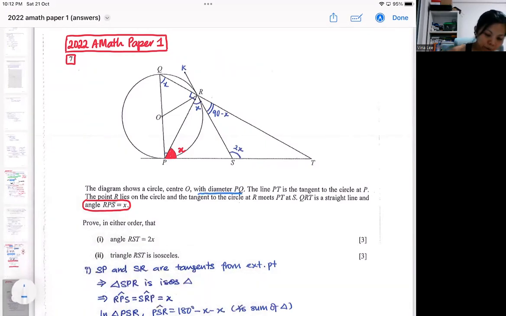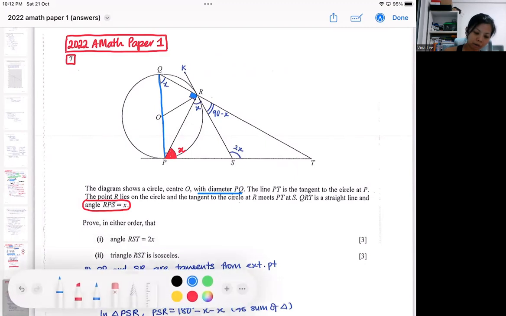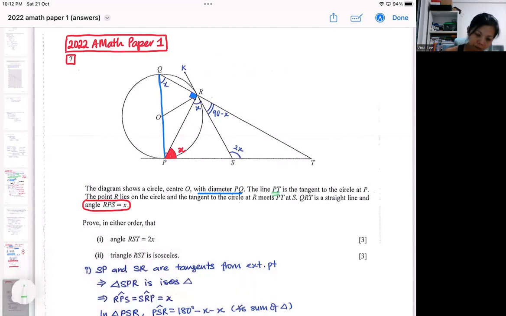Okay, why do we need to look at the information? Because it should lead you to think about some property. So for example here, because of the diameter, it will lead me to see the angle in a semicircle. Then another thing, they mentioned a tangent. PT is a tangent.